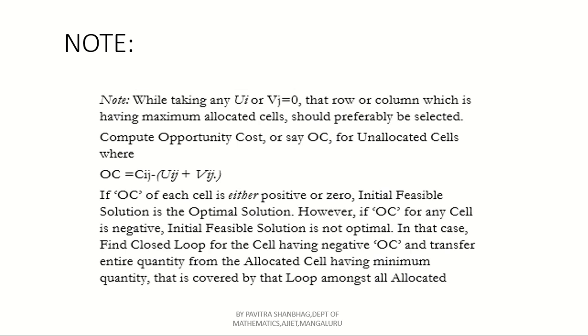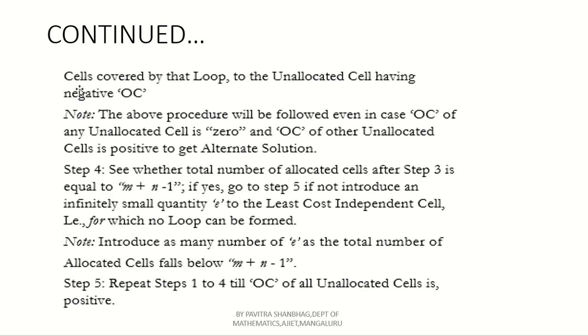Now here, allocated cells covered by that loop. For the unallocated cells having negative OC, we have to apply that rule. Now, a very important note: the above procedure will be followed even in case the OC of any unallocated cell is 0 and the OC of other unallocated cells is positive, to get an alternative solution. Okay, that we will discuss during problem explanation.